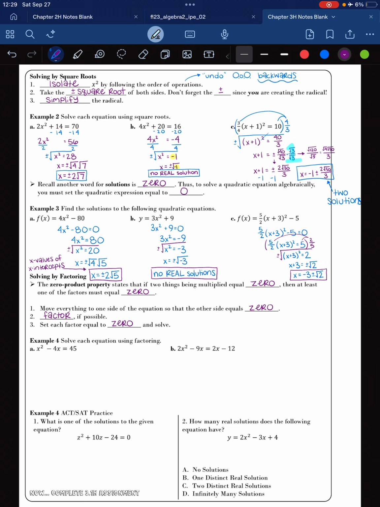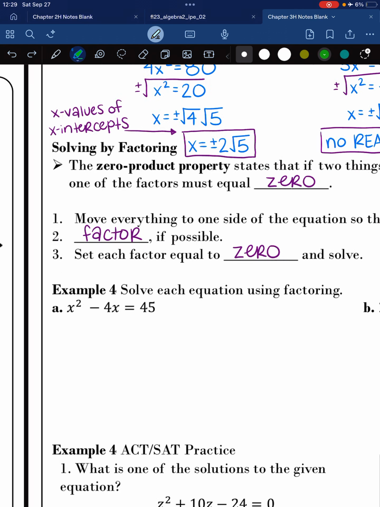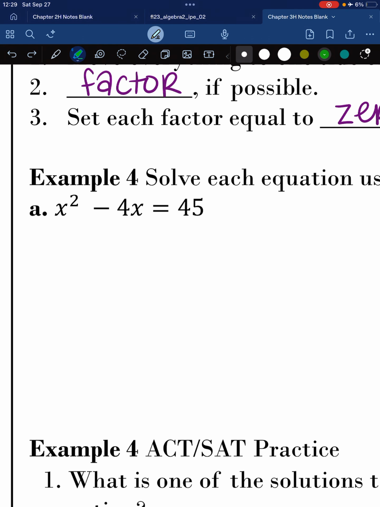Alrighty, and the last way that we can solve still is dealing with zeros, but what happens when I can't easily solve by taking the square root of both sides? That's going to happen when we have just a plain x term in the middle. It's not an x squared, so I can see a couple of those here. In order to do that, we're going to have to factor. So let's go ahead and jump into that, and then I'll talk about this zero product property, because that is really important that you understand.